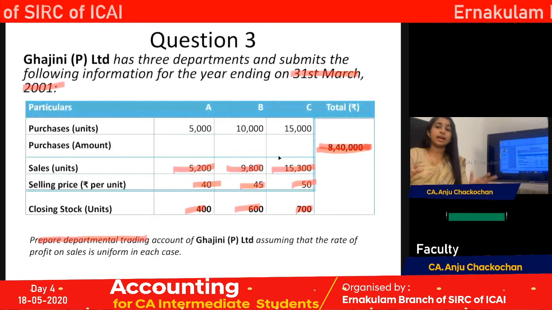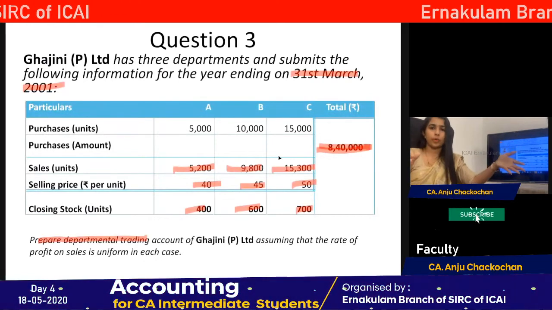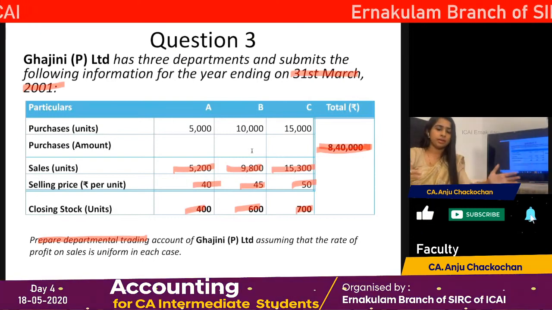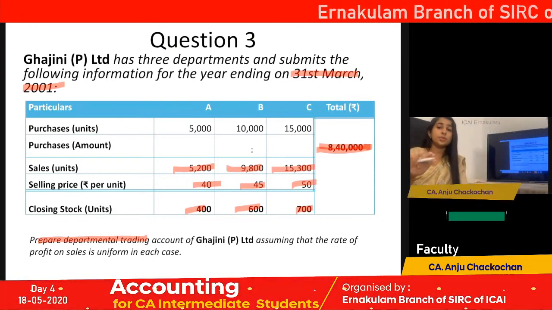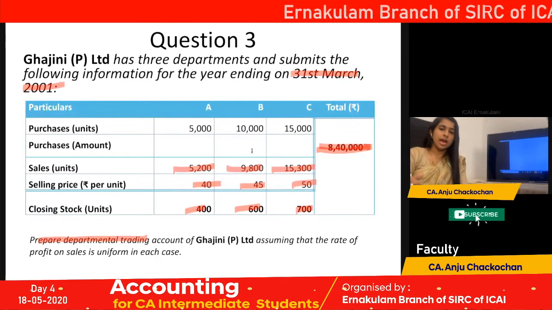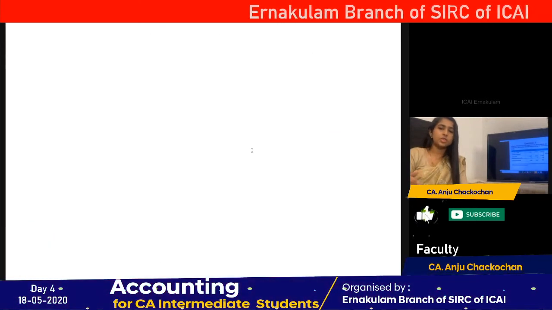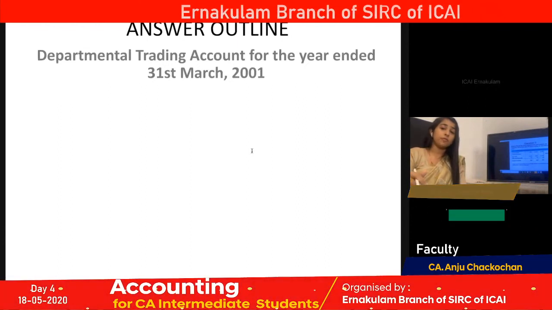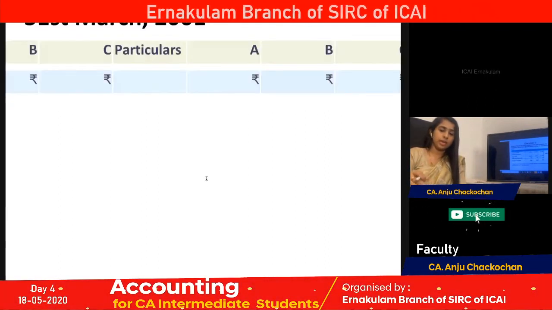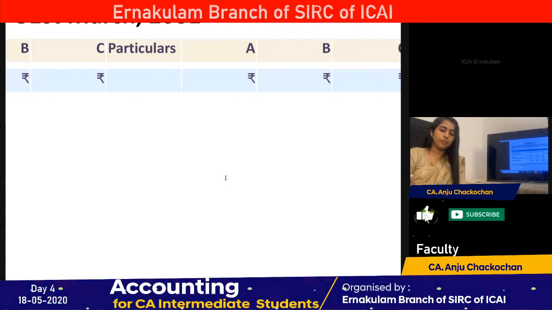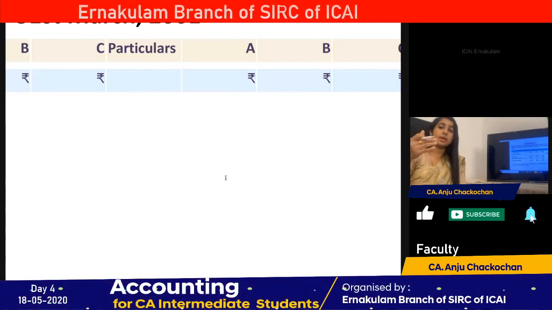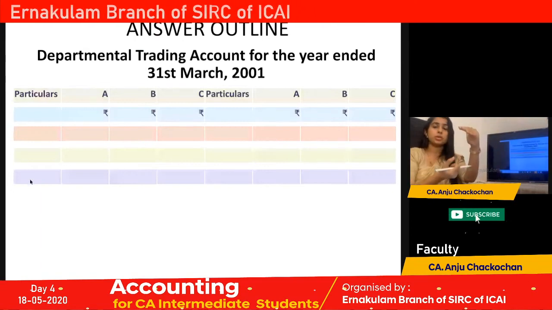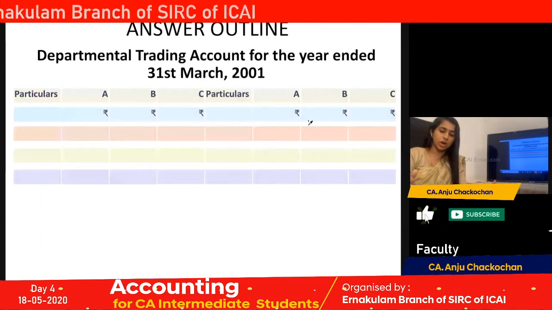The first one was like a ditto of the previous question which we did in the earlier class, wherein we were asked to prepare the departmental trading account. And for the departmental trading account, we were given all the data. We only had to compute the profit percentage. And once the profit percentage was done, from the sale value, you can reduce the profit amount so that you get the cost.